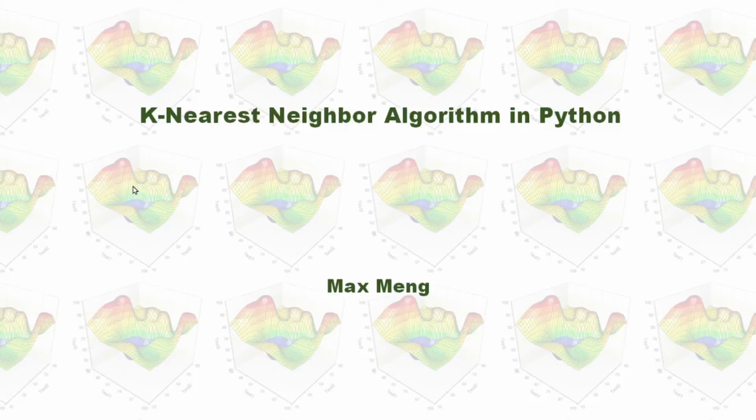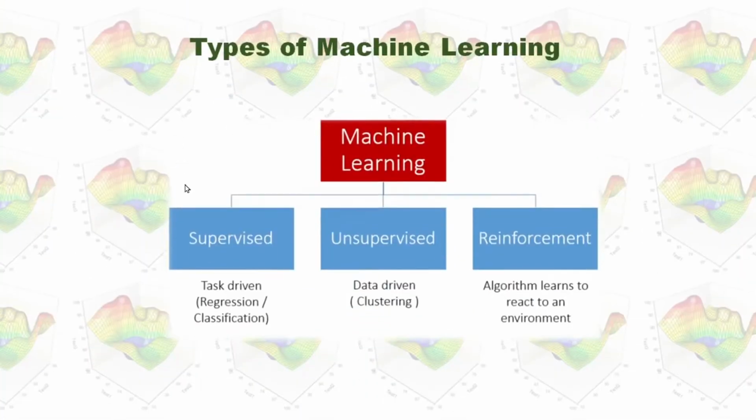This time, I'm going to talk about K-Nearest Neighbor algorithm in Python. K-Nearest Neighbor algorithm is one type of machine learning method. Machine learning methods can be divided into three big categories.